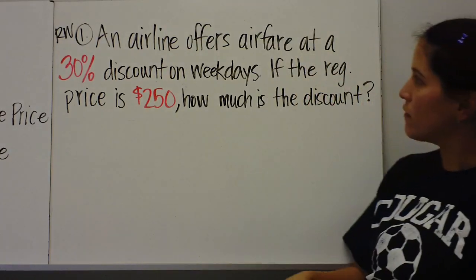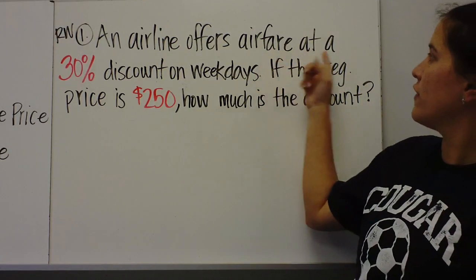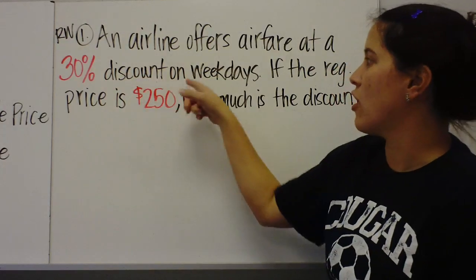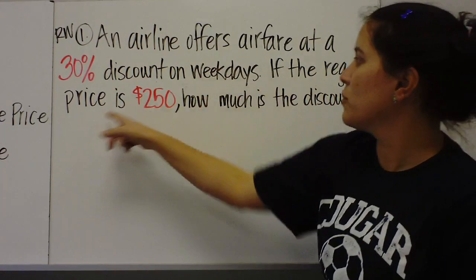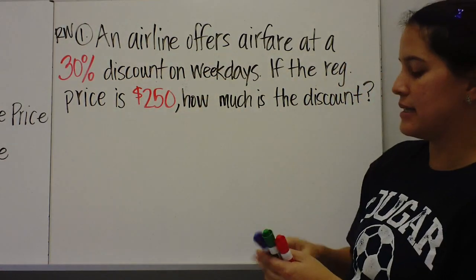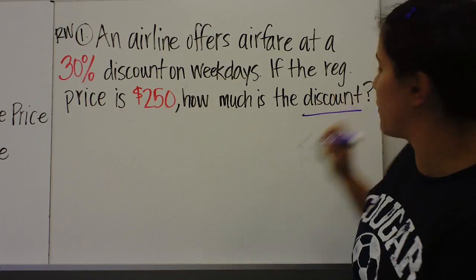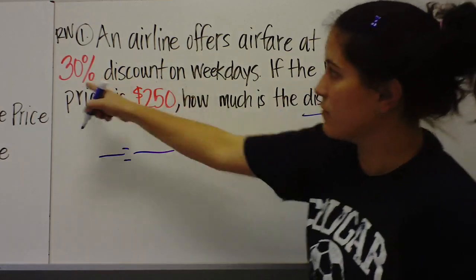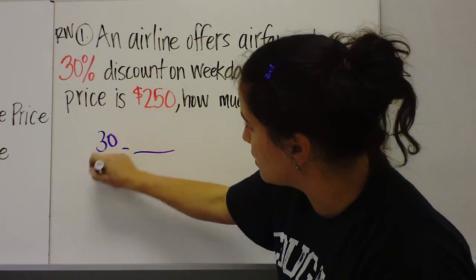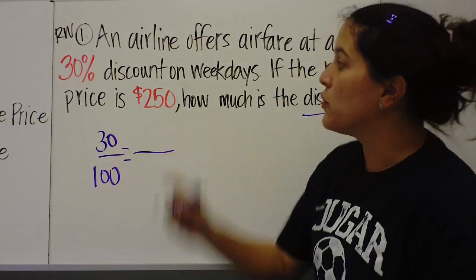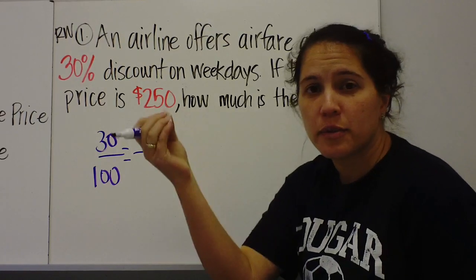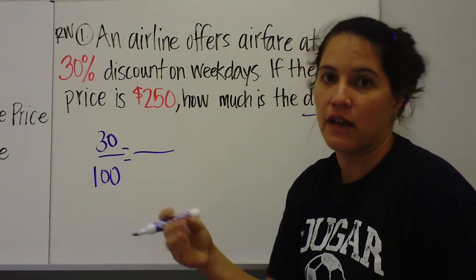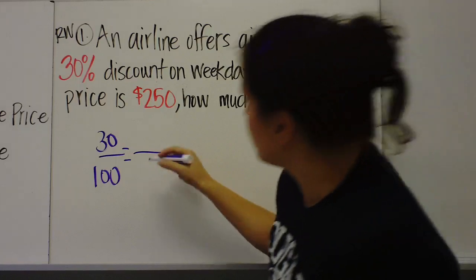Here we go. An airline offers airfare at a 30% discount on weekdays. If the regular price is $250, how much is the discount? So underline the word discount. That's what we're looking for. We're going to set up a proportion. We start with 30% and $250. Does that represent the 30% or does that represent the regular price? And that is the regular price, so that goes down here.